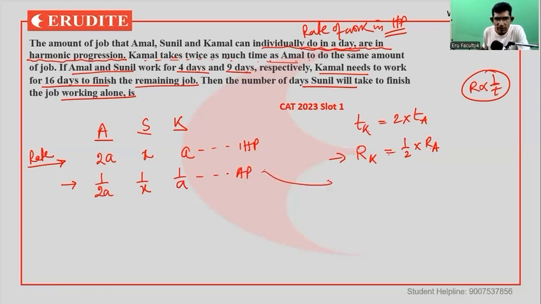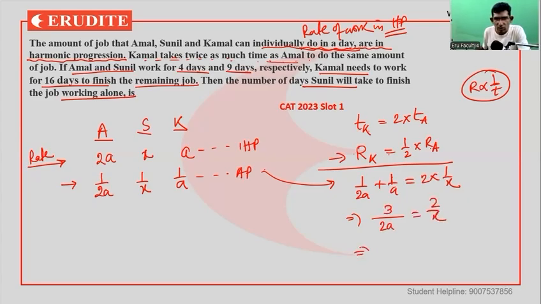Now if they are in AP, what can we say? We know that the first term plus last term should be equal to twice the middle term. This way I can write: 2 plus 1, 3 over 2a, equal to 2 by x. So from this I can get x equal to 4a upon 3. So the rate of Sunil is 4a upon 3.